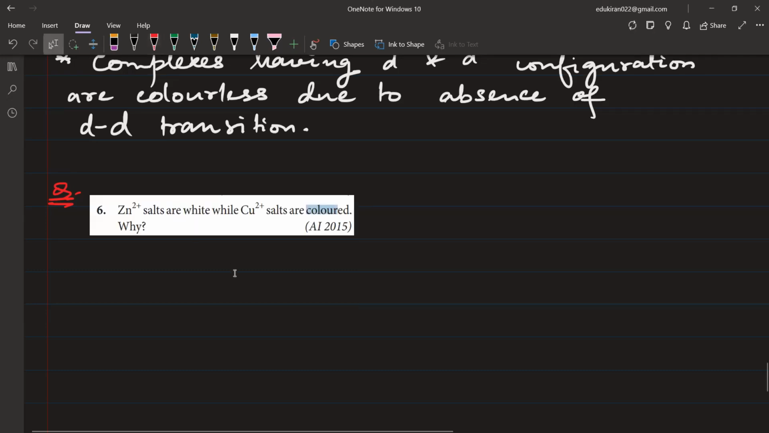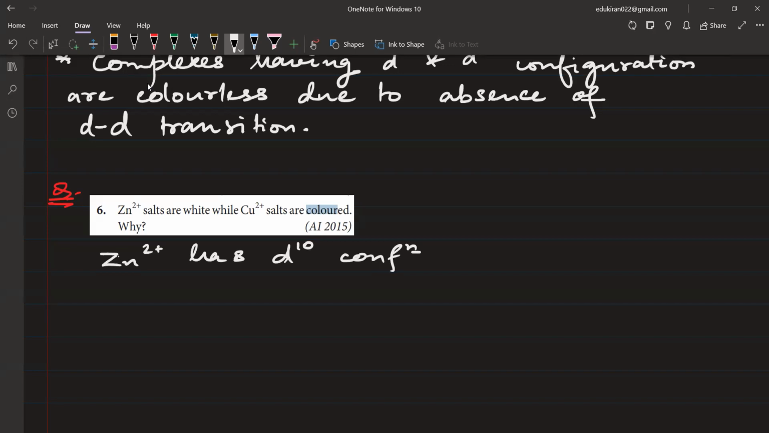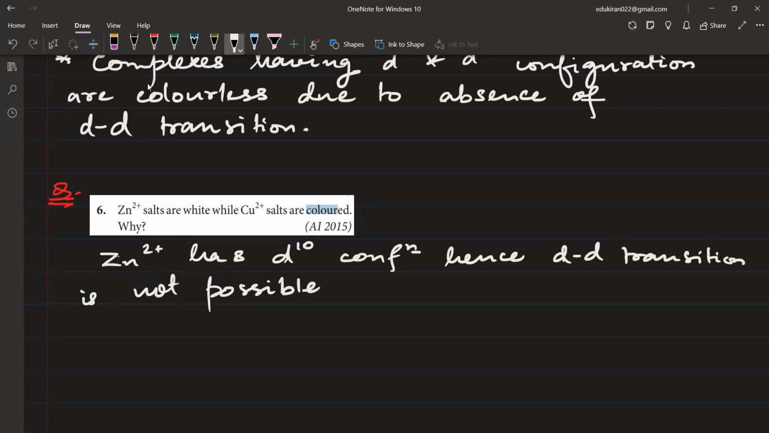ठीक है, देखिए, this type of question can come. Zn2+ salts are white, that means colorless, but Cu2+ salts are colored. Why? Your answer should be: Zn2+ has D10 configuration, hence DD transition is not possible. Then you'll also write about copper.